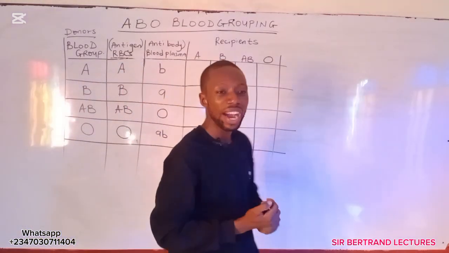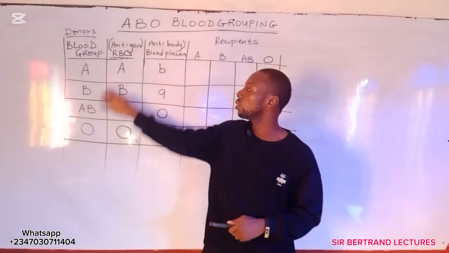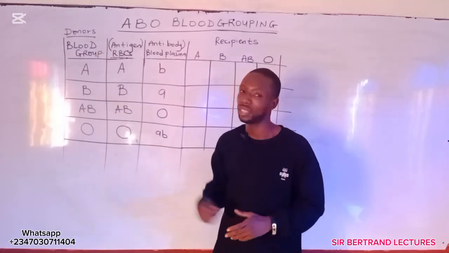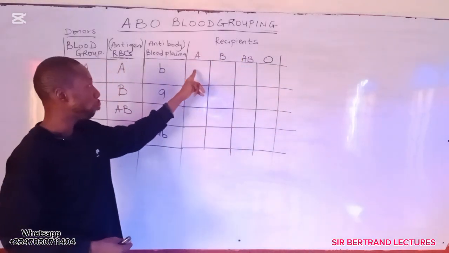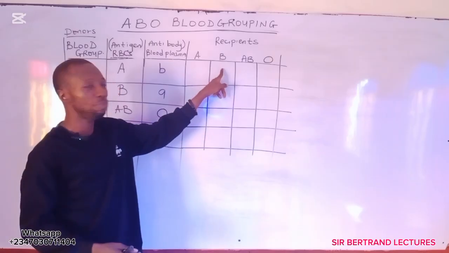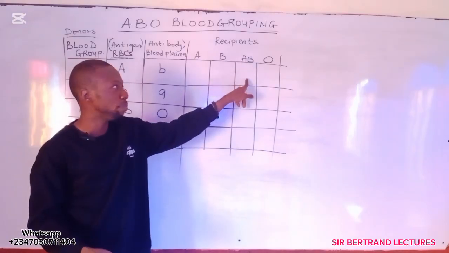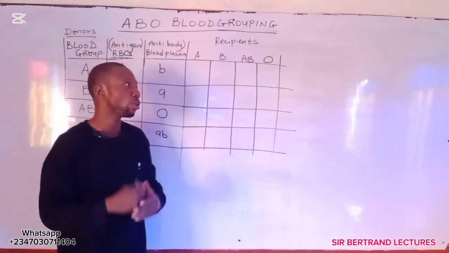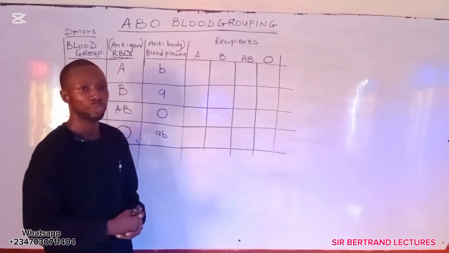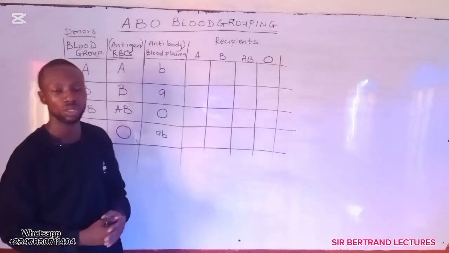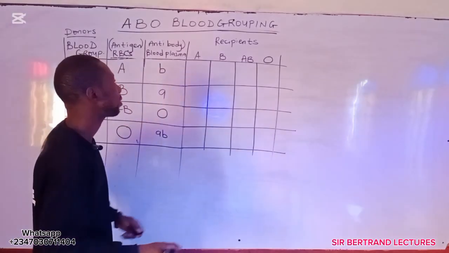That is to say, we have 4 different blood samples indicated in letters here on the board. Then here are the recipients with blood group A, recipients with blood group B, recipients with blood group AB, and recipients with blood group O. That is to say, 4 different recipients with different blood groups represented here on the board in letters.